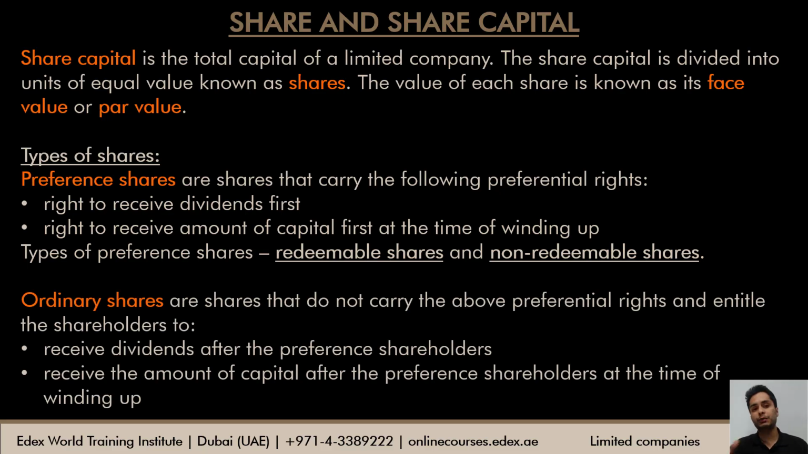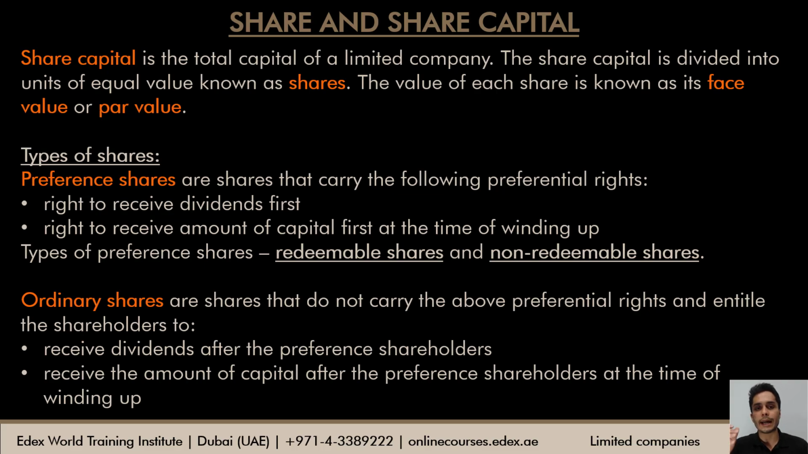The other category of shares would be the ordinary shares, which is the common type of shares that you hear about. Now, ordinary shares do not carry the two preferential rights we've discussed for preference shares. They will receive the dividends only after preference shareholders receive the dividend. So once the preference shareholders receive dividend, if profits are left, then only ordinary shareholders will receive dividends. And second, at the time of winding up, ordinary shareholders will be paid back their share of capital only after the capital is paid back to preference shareholders and if sufficient funds are left after that. If funds are not left, ordinary shareholders do not get anything.